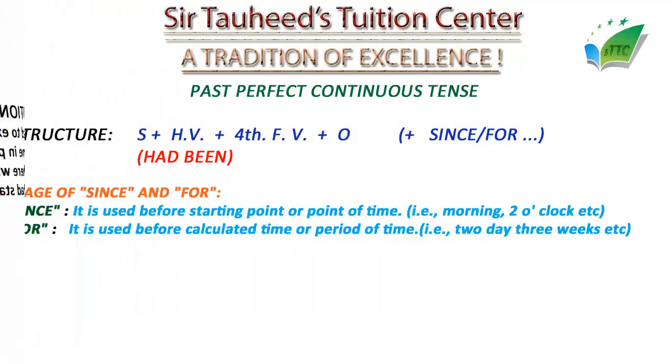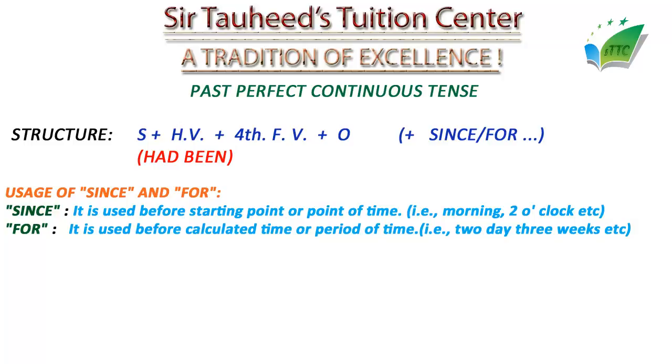Let's move on to its structure. There are around 4 to 5 elements in this structure. The first element is the subject, which is the doer of anything. After the subject, we use a helping verb. Here, the helping verb is had been. There is no other option. We only have to use had been as the helping verb in this tense.